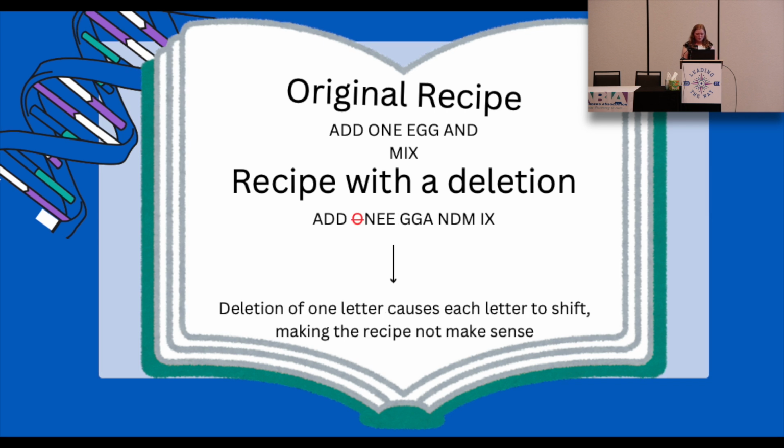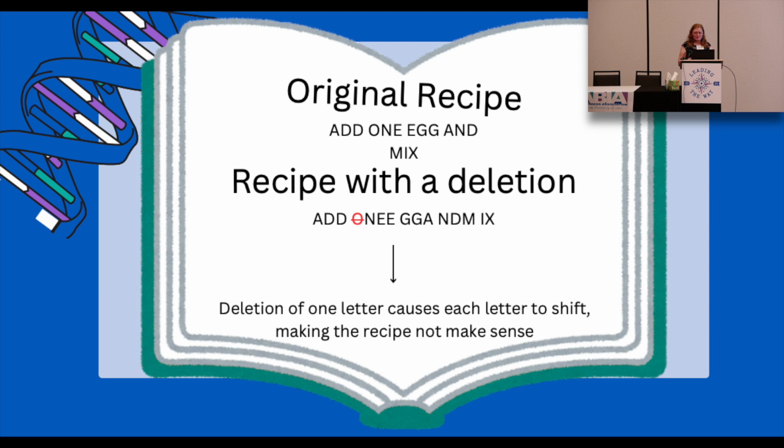In this example, we have a deletion of 1 letter, which is the letter O from 1. Since all words are made up of 3 letters, all of them get shifted over. So then it's NEE, GGA, NDMIX, and it doesn't necessarily really make sense anymore. In genetics, we call this a frame shift mutation. So it could be 1 base pair that's deleted, 2 base pairs that are deleted. If you have 3, then you would just be missing that amino acid.